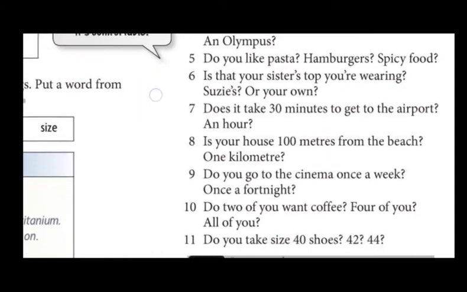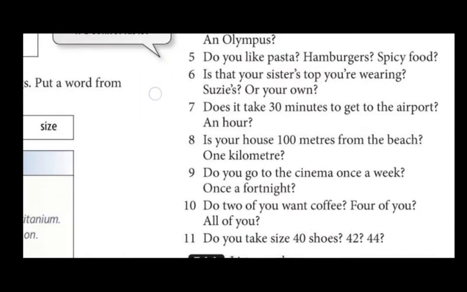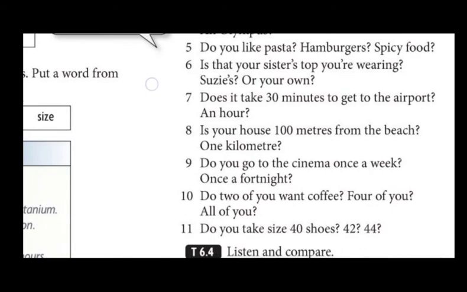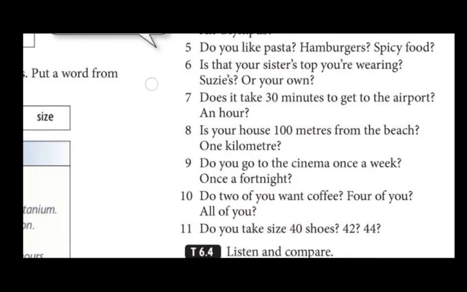All right. And number 8, is your house 100 meters from the beach? 1 kilometer? How far is it? How far is it from the beach? All right. Number 9, do you go to the cinema once a week or once a fortnight? That means every 2 weeks. So you can say, how often do you go to the cinema? How often do you go to the cinema?